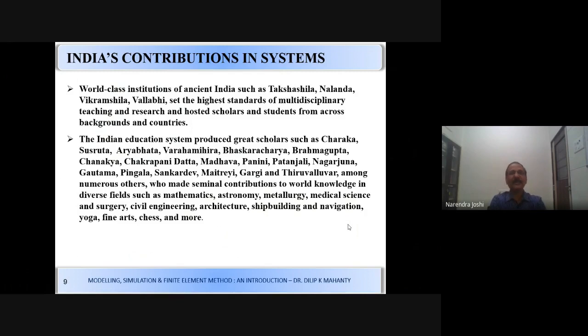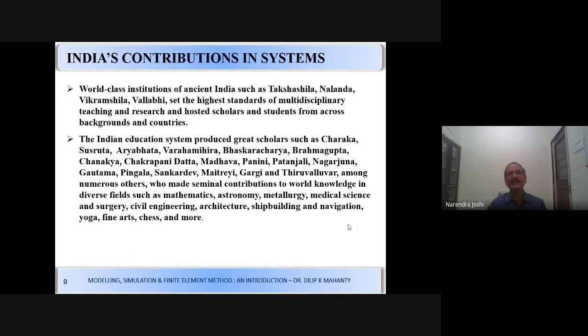Most of us may not be aware that in this country, we had great institutions a couple of centuries, or a millennium, back, like Takshashila, Nalanda, Vikramshila, Vallabhi, which set very high standards of multidisciplinary research and teaching, and hosted scholars and students from across the globe. These are things given in our histories. And now we come to know that people from far across Europe, China, Japan and other countries came and studied in these universities. These are now known through their memoirs.